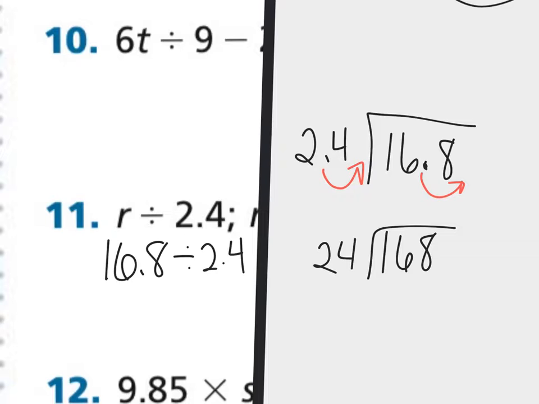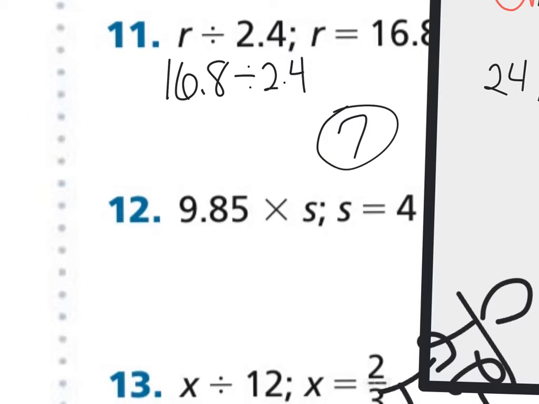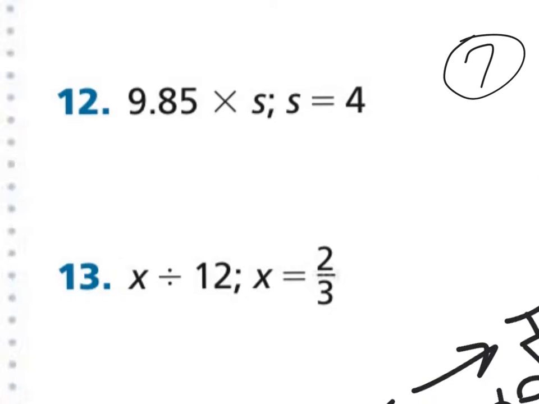24 does not go into 16. We're looking at 24 into 168, and that ends up going 7 times. So 7 would be our answer for number 11. Number 12, we're multiplying. That's the only thing happening there. So we do 9 and 85/100 times 4.